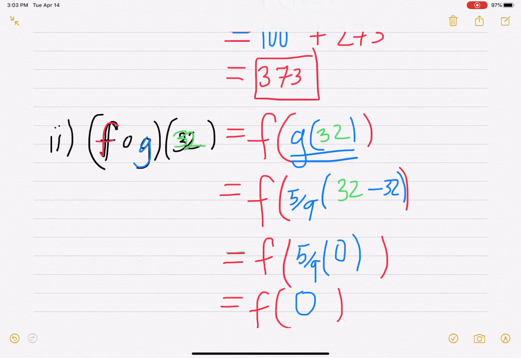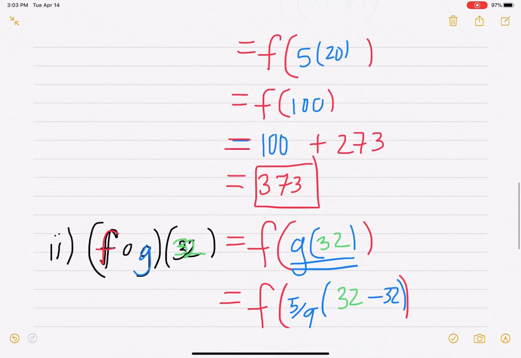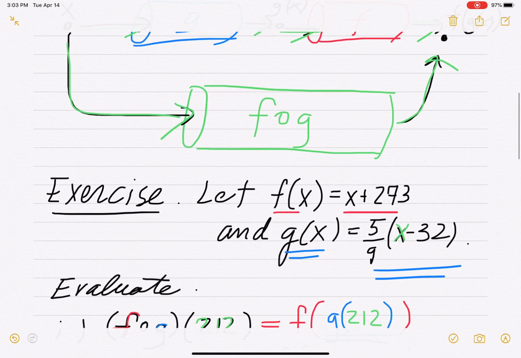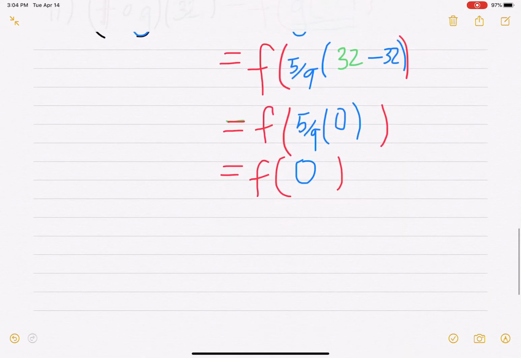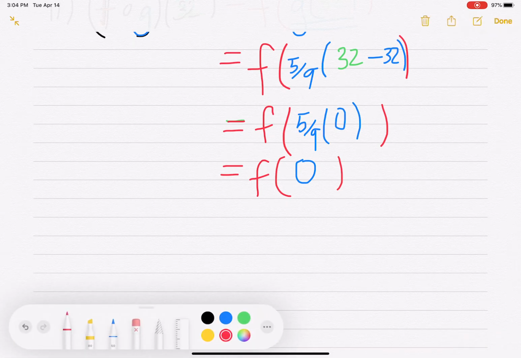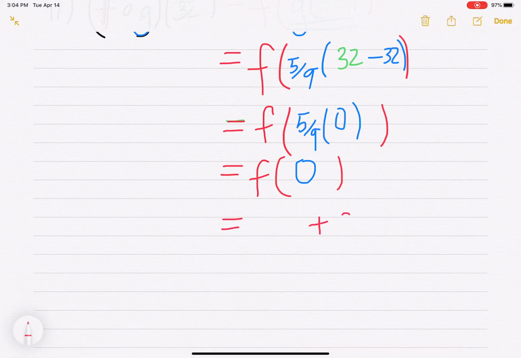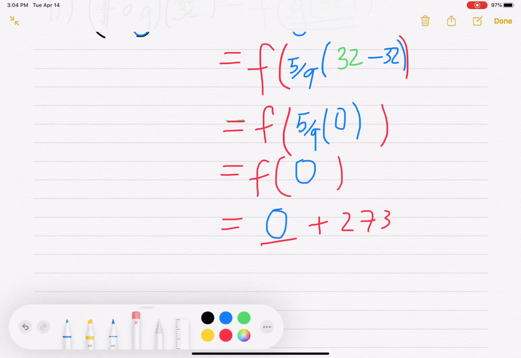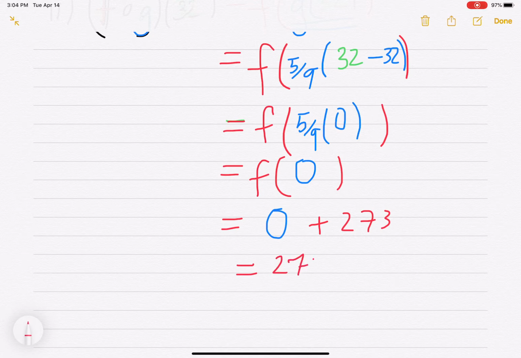How do we find what F of 0 is? We got to take 0, which is your blue input, and that's going to get plugged into the F function, which is X plus 273. So we're going to have a blank plus 273. That's what we have to calculate. Blank plus 273. In place of that blank right there, I'm going to put my input, which is 0, right? So 0 plus 273 is 0. I'm sorry, 273. 0 plus 273 is 273.